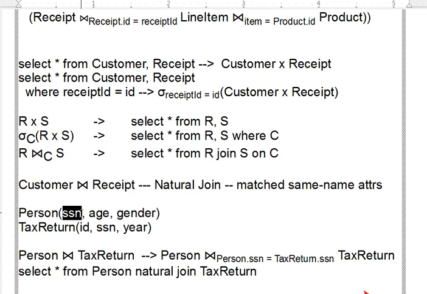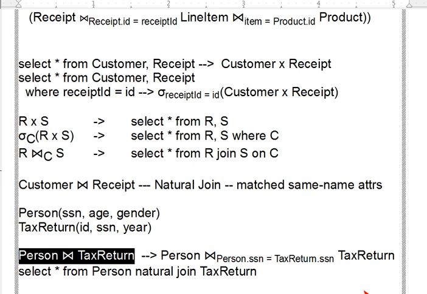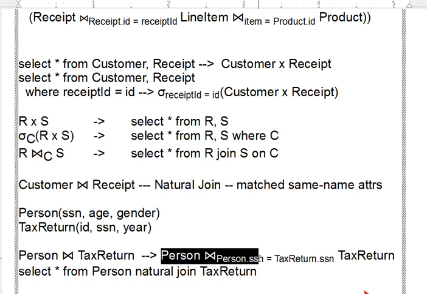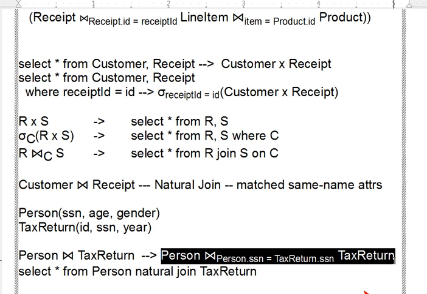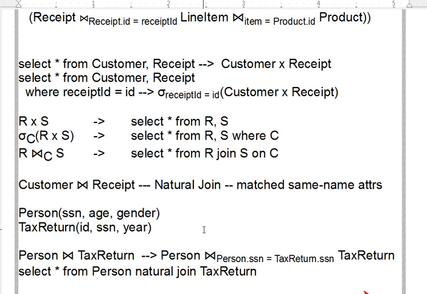If the foreign key in one relation has the same name as the primary key in the other relation, or the same names if the primary key and foreign key are multi-attribute, then a natural join implicitly uses those name-matched attributes for its join condition. In other words, this person natural join tax return is the same as saying person join on the match of the social security numbers tax return. And if several same-named attributes exist, then a natural join requires that all of them be equal.